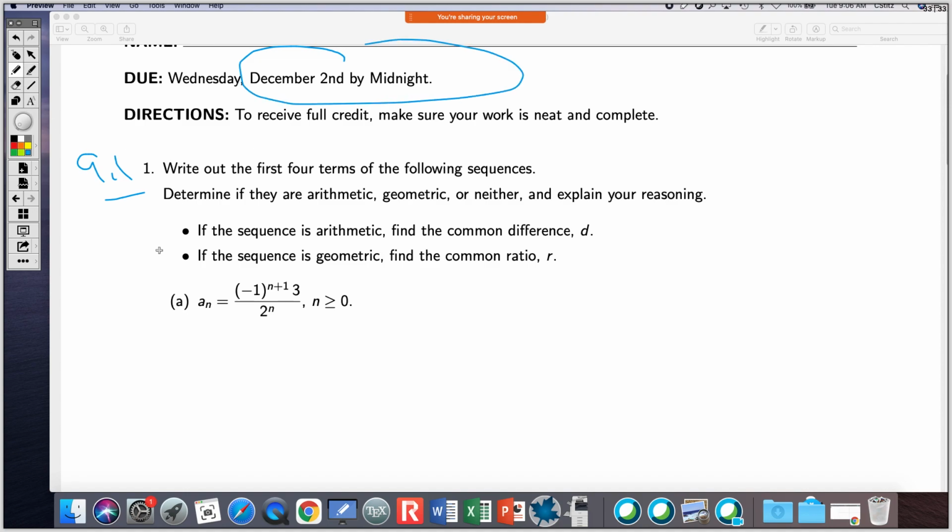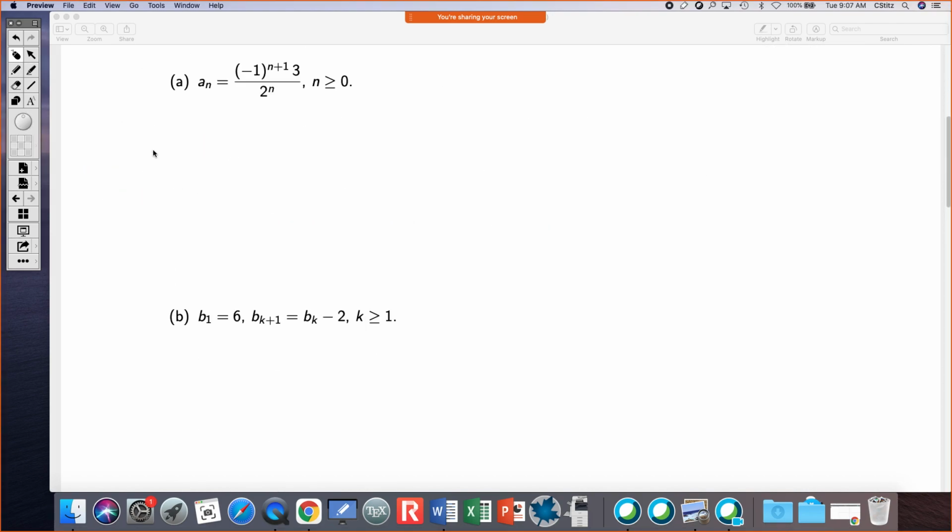All right. So write out the first 4 terms of the following sequences. Determine if they are arithmetic, geometric, or neither. Explain your reasoning. If the sequence is arithmetic, find the common difference. If it's geometric, find the common ratio. Okay? So you should be able to do all this by just writing out the first few terms. If you want to go the extra step and actually prove, like we did in class today, you'll get a couple extra bonus points if you actually go through and prove it.